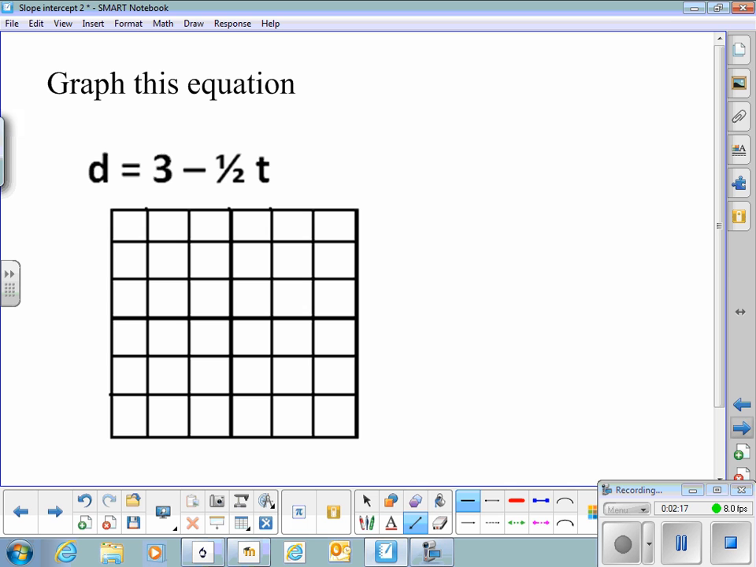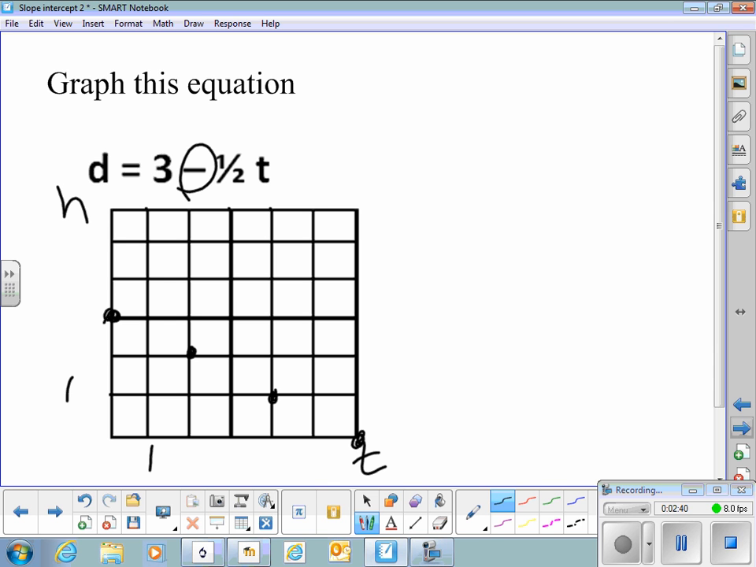Okay, let's do another example. So what this is, start out at 3, go down 1 over 2, down 1 over 2, down 1 over 2. That negative indicates that we have a negative slope. Something like that.